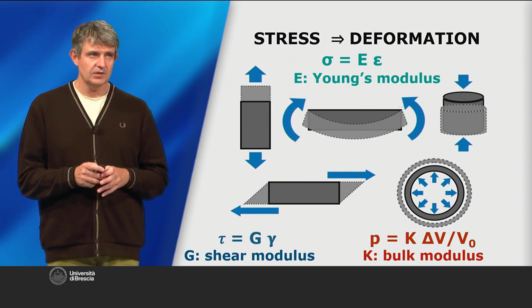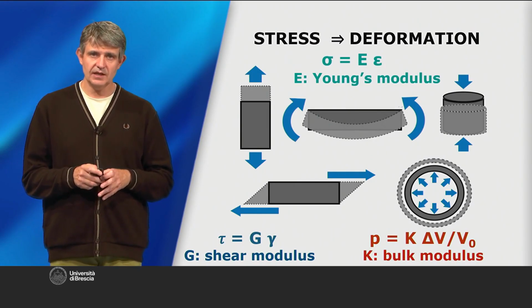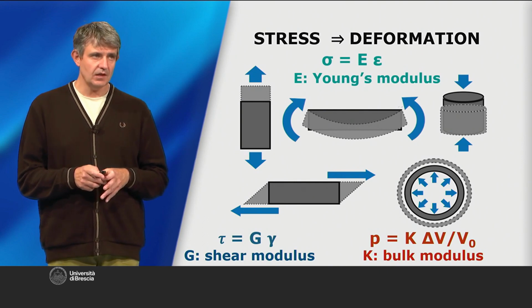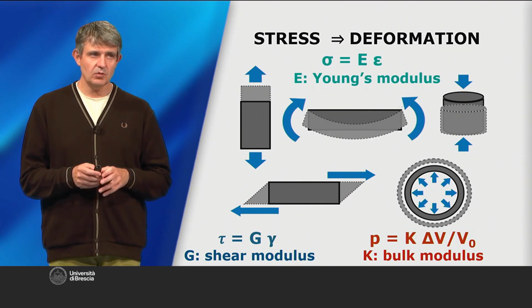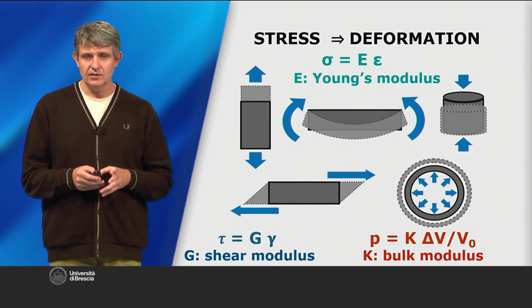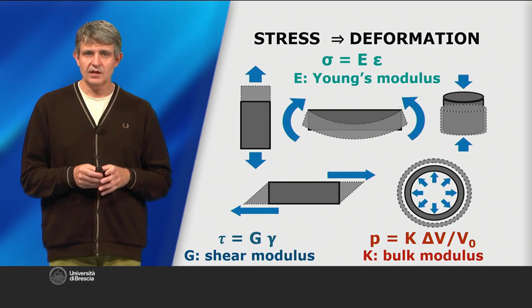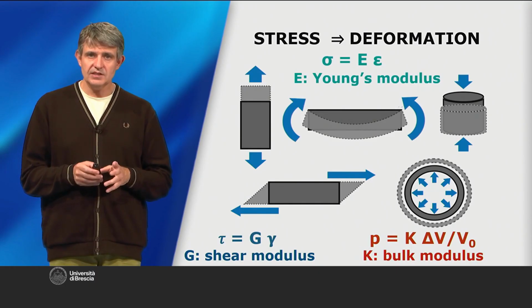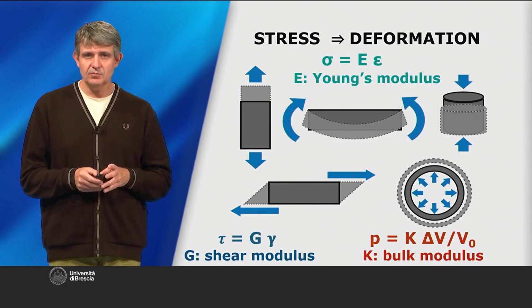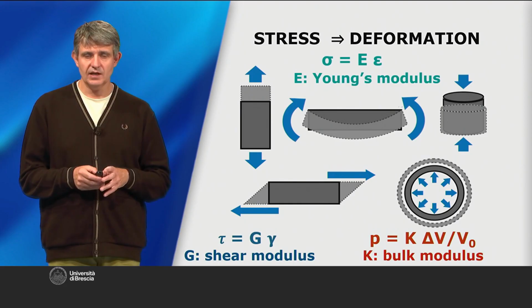The quantity that represents this property takes on different names depending on the type of stress. Here, we'll talk about Young's modulus when there is a uniaxial stress, about shear modulus when there is a distortional deformation, and about bulk modulus when there is a hydrostatic pressure related to a change in volume. In all these cases, dimensionally, stiffness of the material is equal to force per unit area, and generally, it is expressed in gigapascals.